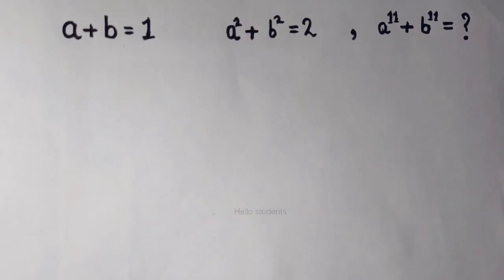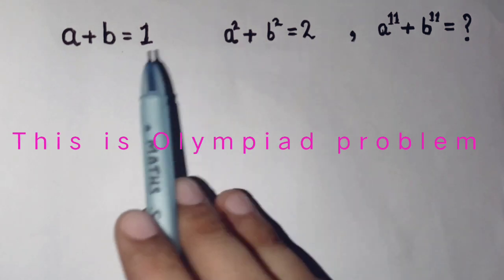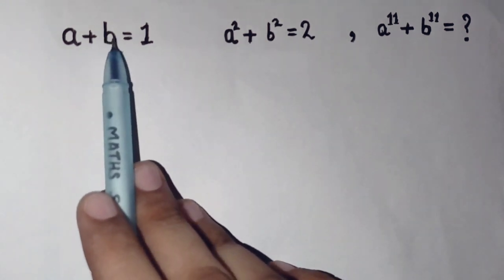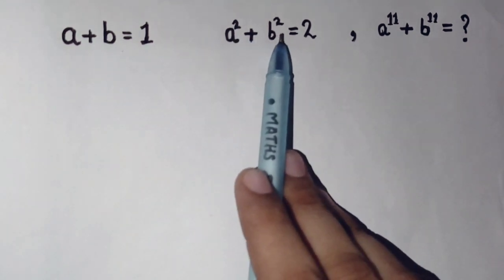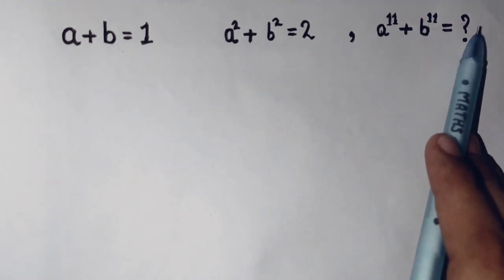Hello student, today in this video we are going to discuss a wonderful problem. This is an Olympiad problem. Given two equations, a plus b equal 1 and a square plus b square equal to 2, we have to find a power 11 plus b power 11.